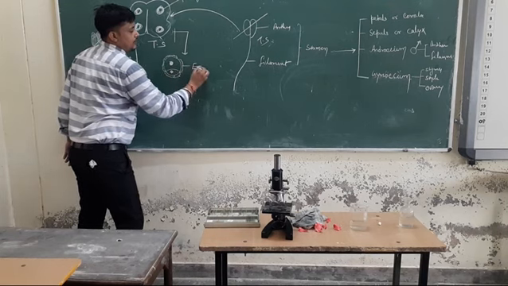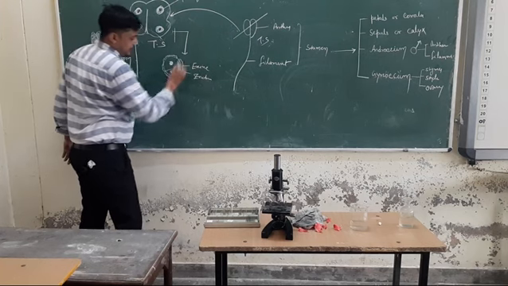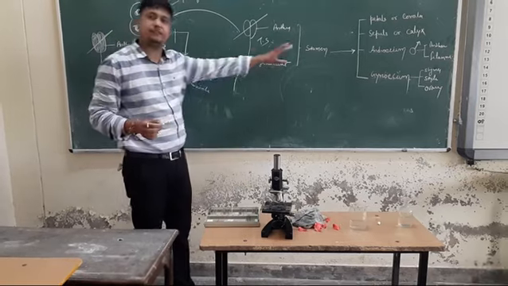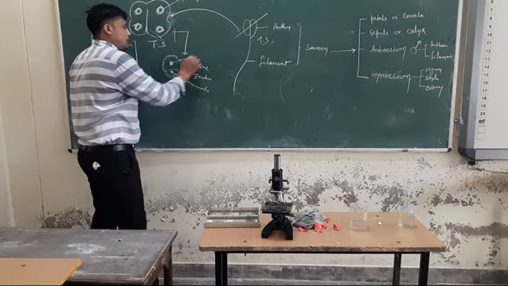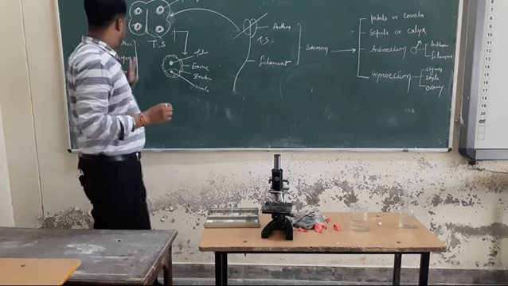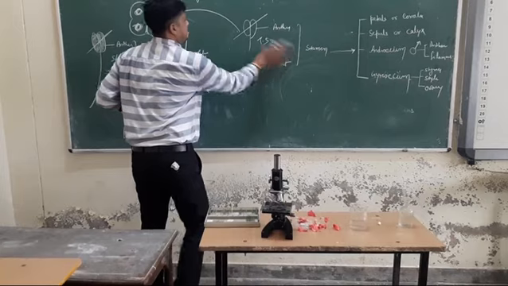The outer layer of the pollen grain is called the exine. The inner layer is called the intine, and that is called the male gamete. That gamete will fertilize the female part. And that is called the tube nucleus. So this is the male part of the flower, simply. And now I am going to discuss the female part of the flower.